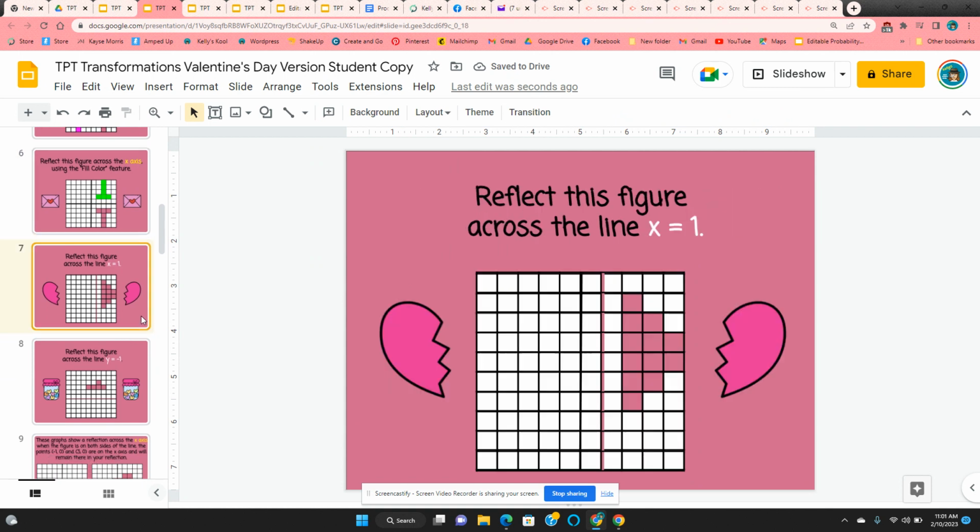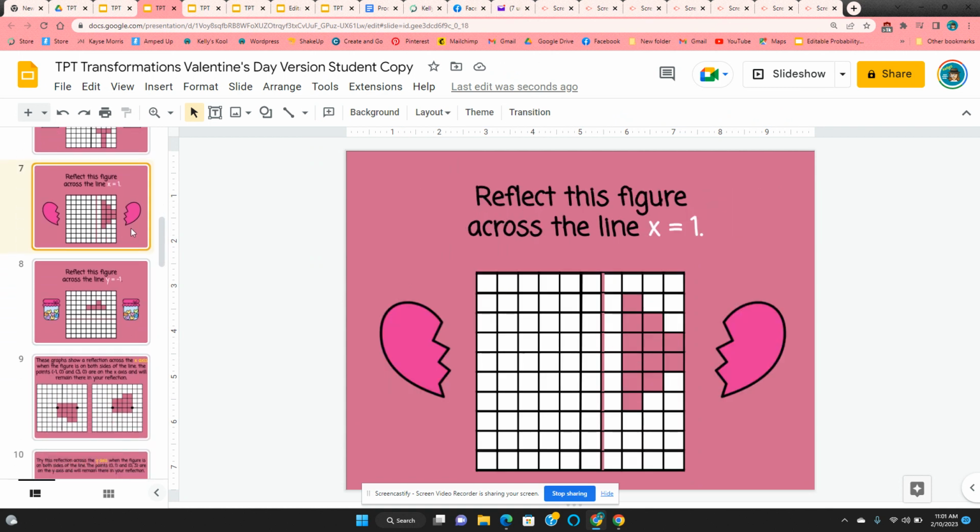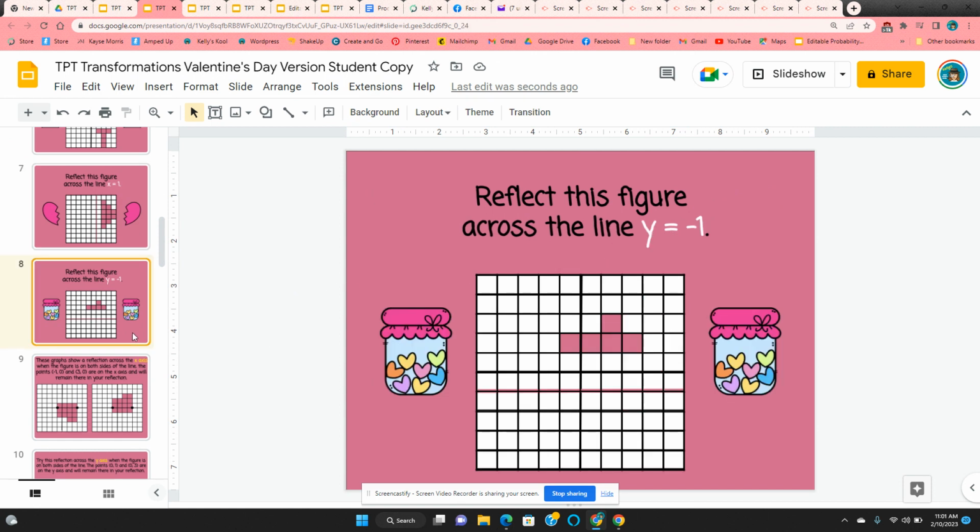Okay, they've got a few more of these to do. They're going to be reflecting across a line. So the line x equals 1 is going to be equal distance from the line. And they're going to reflect across the line y equals -1.